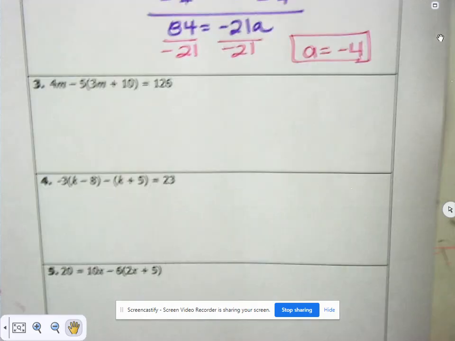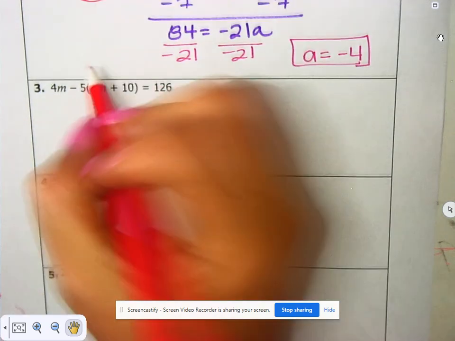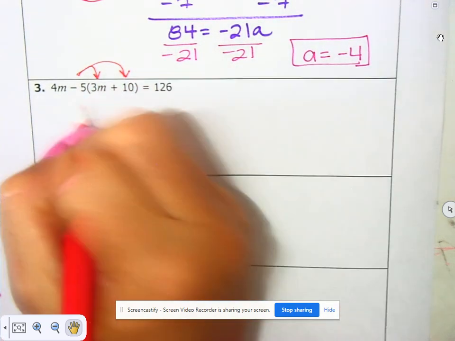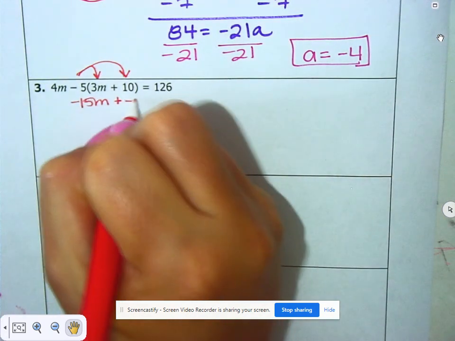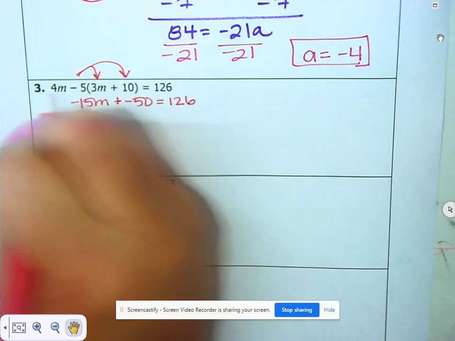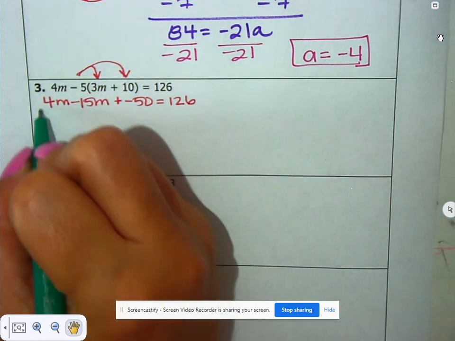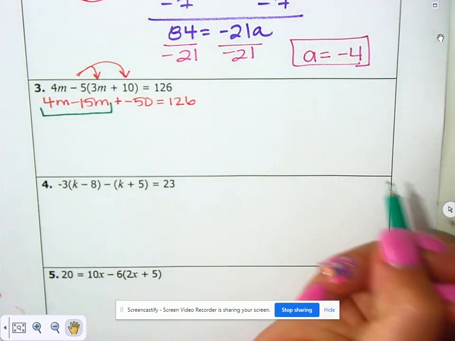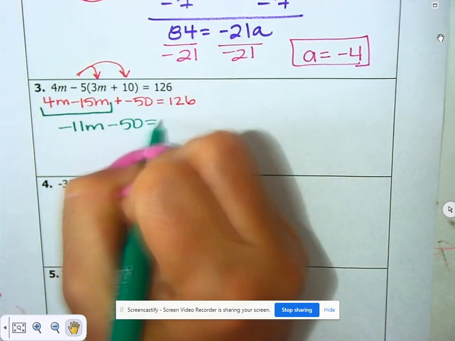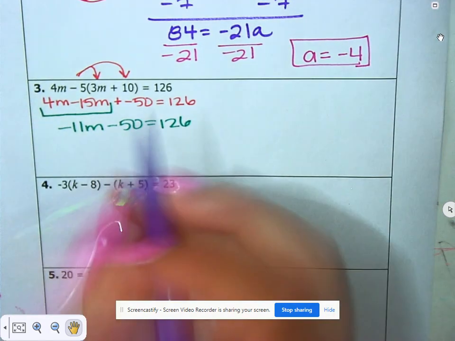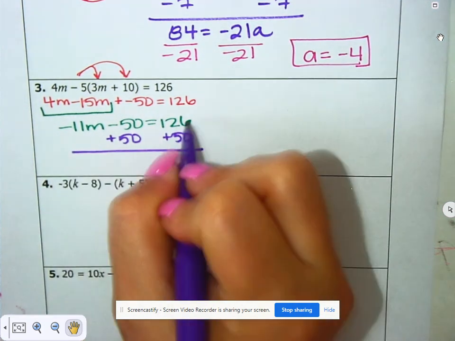Okay. Moving on to number 3. Again, we have the distributive property. So that's negative 15m plus negative 50. This 4m hasn't moved, so I'm going to bring it down. And now I'm going to combine like terms. So our like terms here would give me negative 11m minus 50 is going to equal 126. And now we're solving our equation. Move your addition or subtraction first.